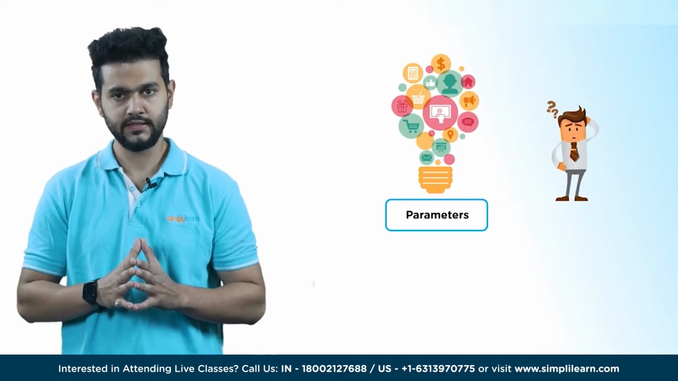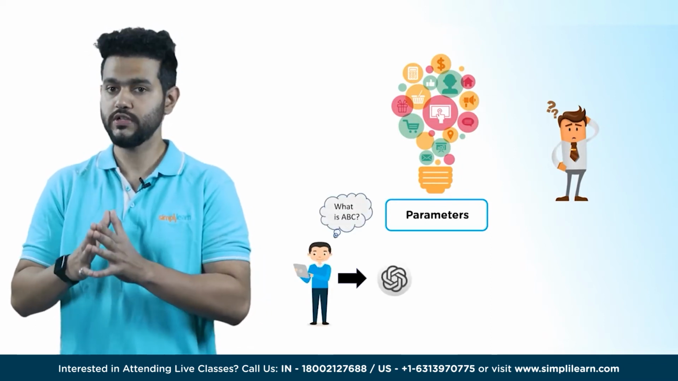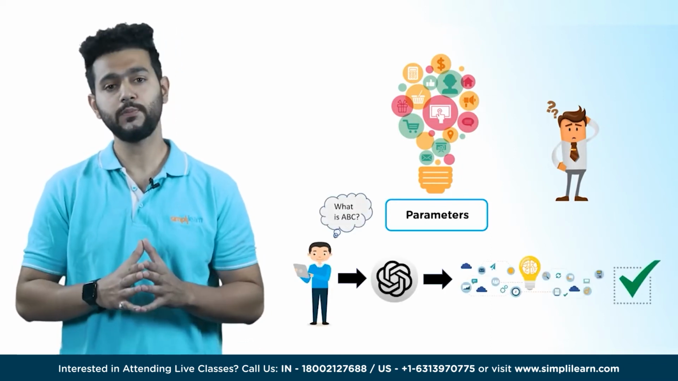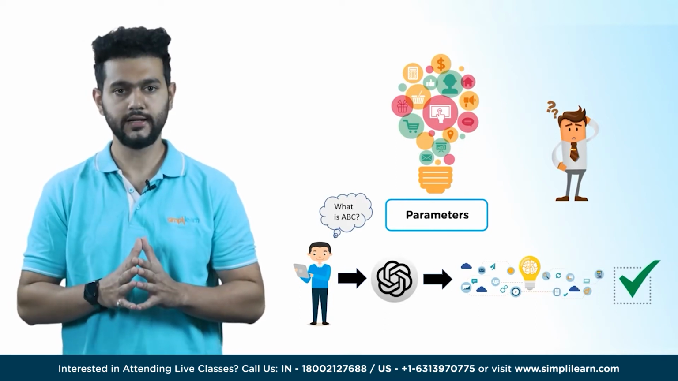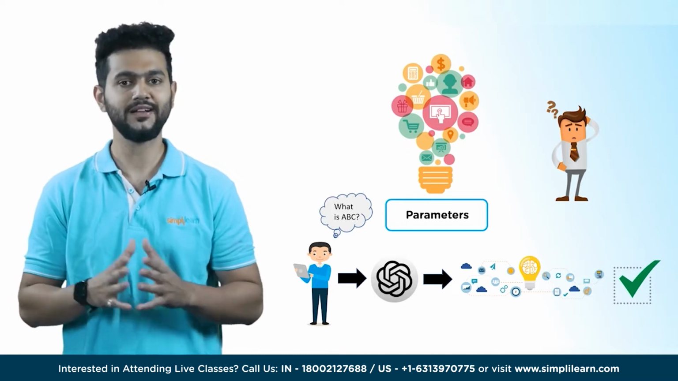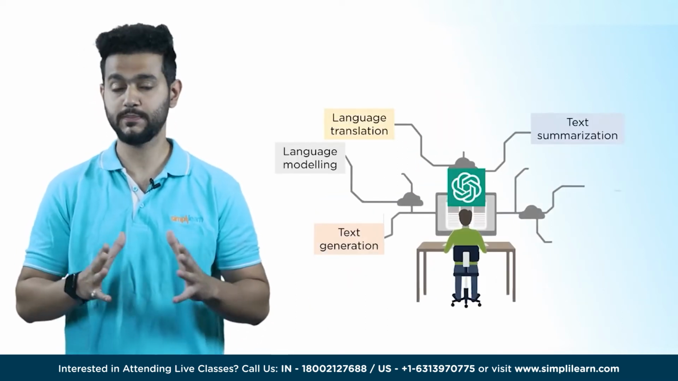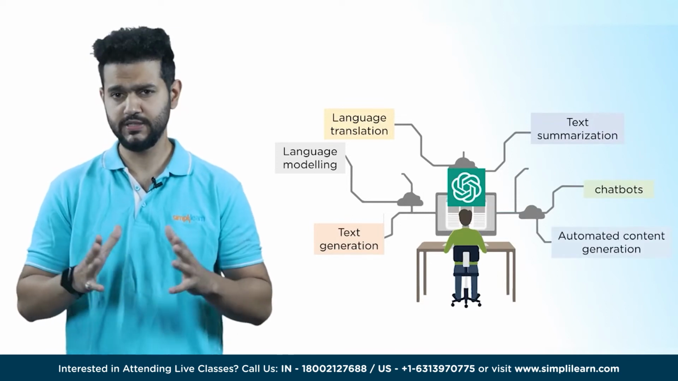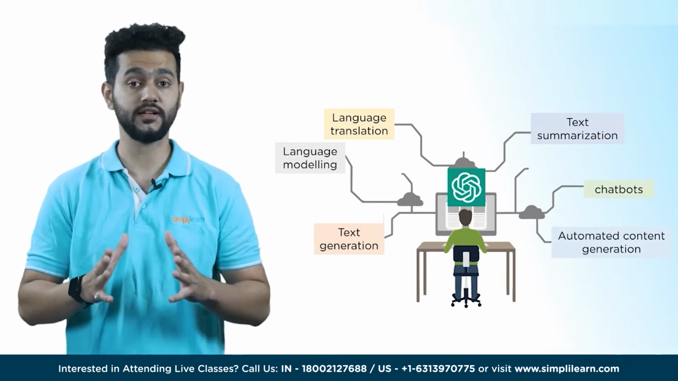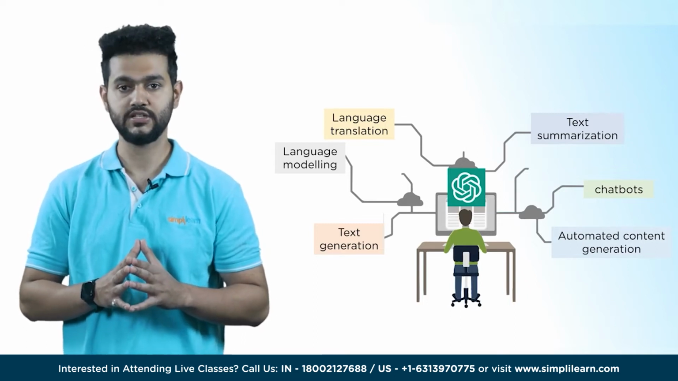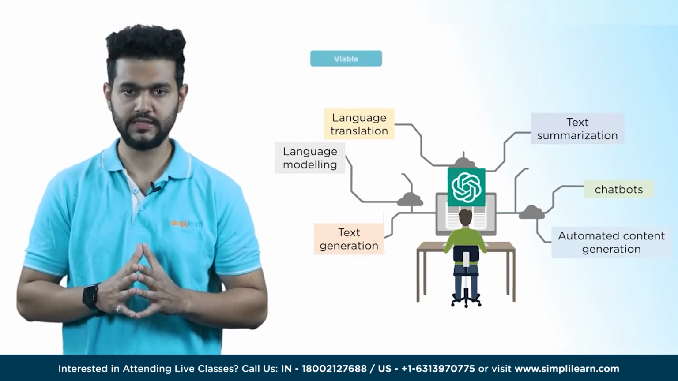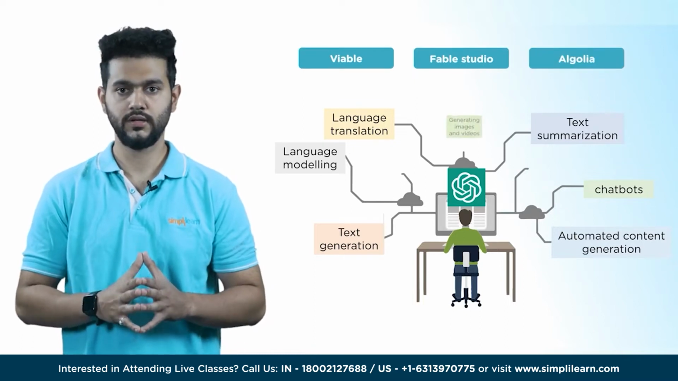So what it means is, when a user sends a query to the newer version of ChatGPT, it will process that query with all 1 trillion parameters to deliver a correct and suitable response. Isn't it mind-blowing? Not only that, GPT-4 will have more applications than its predecessor GPT-3. GPT-3 has various applications like text generation, text summarization, automated content generation, and is also being used by various companies like Viable, Fable Studio, and Algolia.